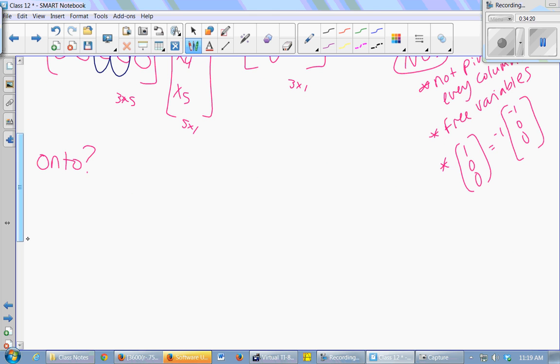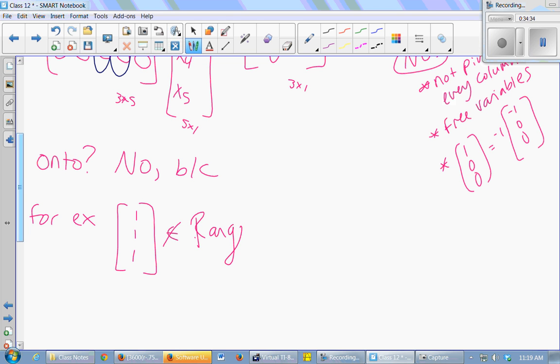So this is no, because, for example, vector 1, 1, 1 is not in the range, right? You can't produce anything that has a non-zero third entry. So the range does not equal the codomain. You can't produce every vector in R3.